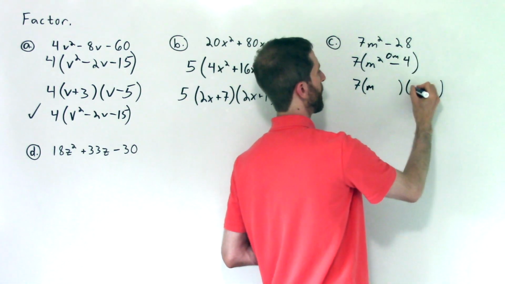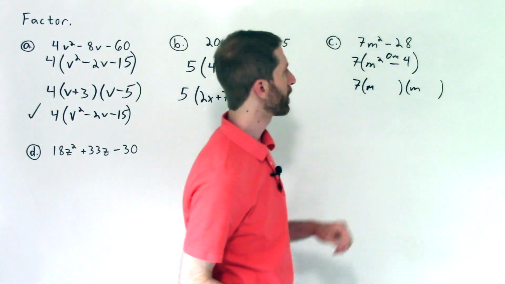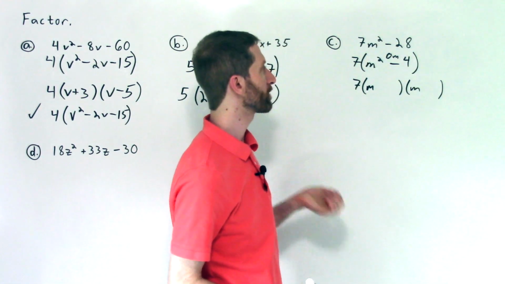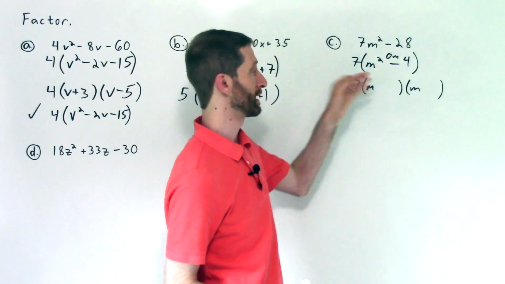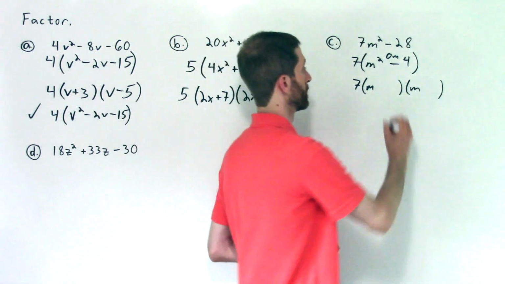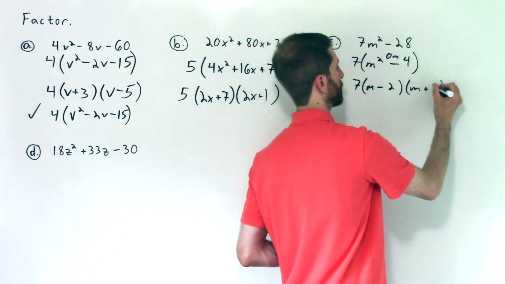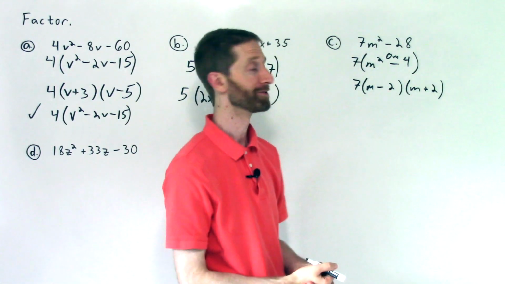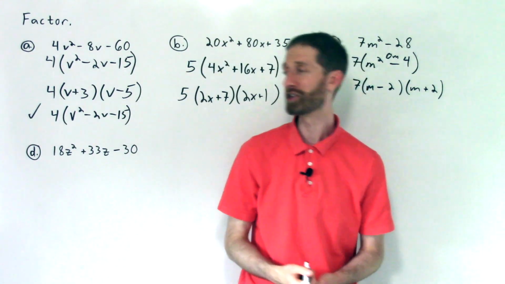So I know there's m and m. And then we're looking at it and saying, oh, well, the only factors of 4 are 1 and 4, but they don't combine to give me 0. 2 and 2 do. So this is going to be minus 2 and plus 2. Donezo. It's sweet. Sweet. GCF-ness.